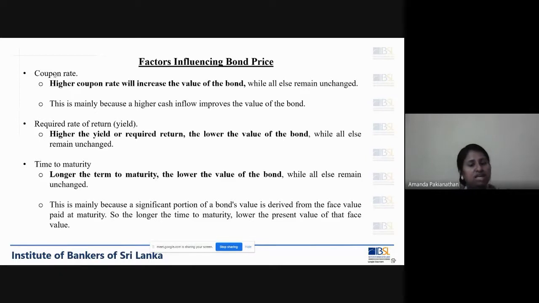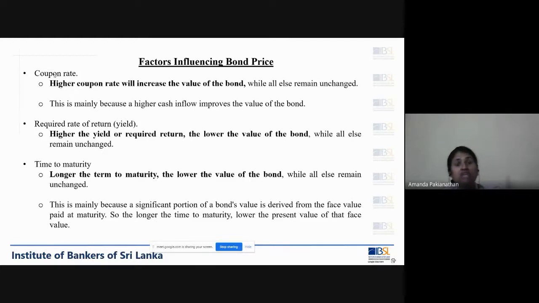The other way is if it's a longer term to maturity. What is your biggest cash inflow? Is it the coupon payment or the face value repayment? The face value repayment. Now, your face value repayment, if you get it early, the value of the bond is going to be higher. But if you get it much delayed, much later, then the value of the bond will decline.